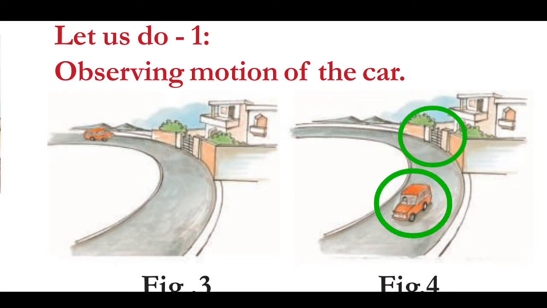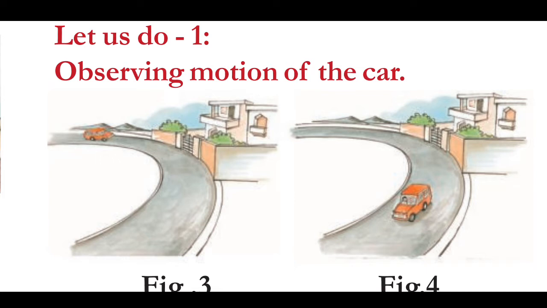Next, the distance between the car and the gate of the house changes. Is it true? Obviously it changes, because the car is in motion. Yes, this is true. The gate is fixed to the house, but the car is in motion on the road, so definitely the distance changes.